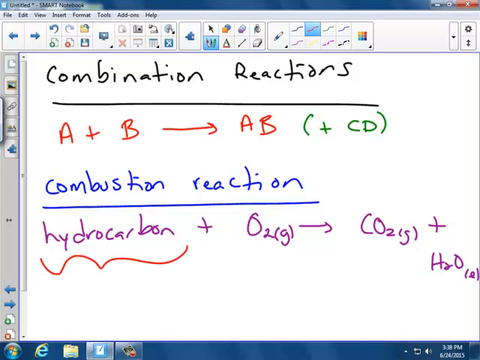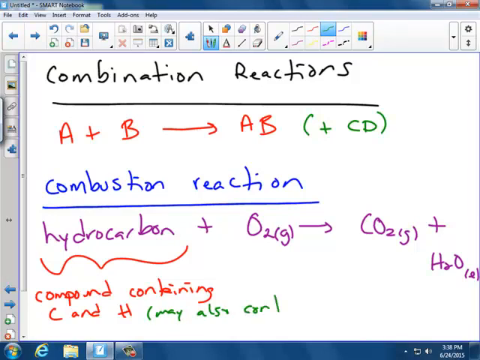A hydrocarbon just means it's a compound containing carbon and hydrogen. It may also contain oxygen, nitrogen, sulfur, but it will for sure have carbons and hydrogens. Gasoline is nothing but carbons and hydrogens. If you talk about ethanol being in the gasoline, ethanol has oxygen in it. If you talk about sugars, carbohydrates are nothing but carbons, hydrogens, and oxygens.